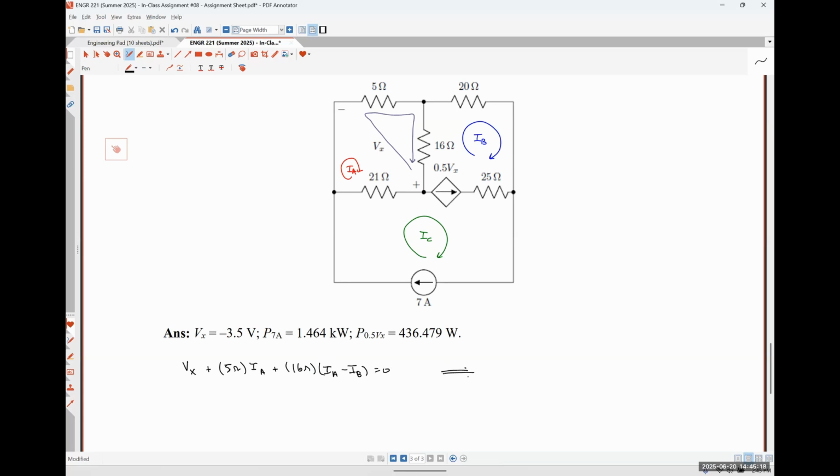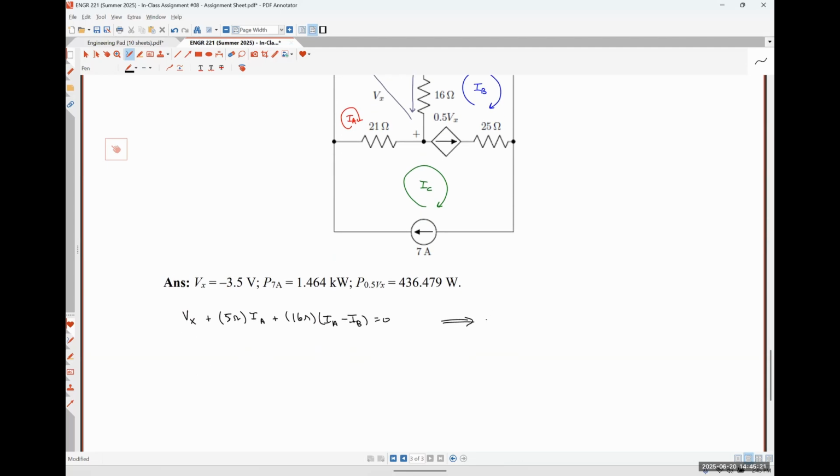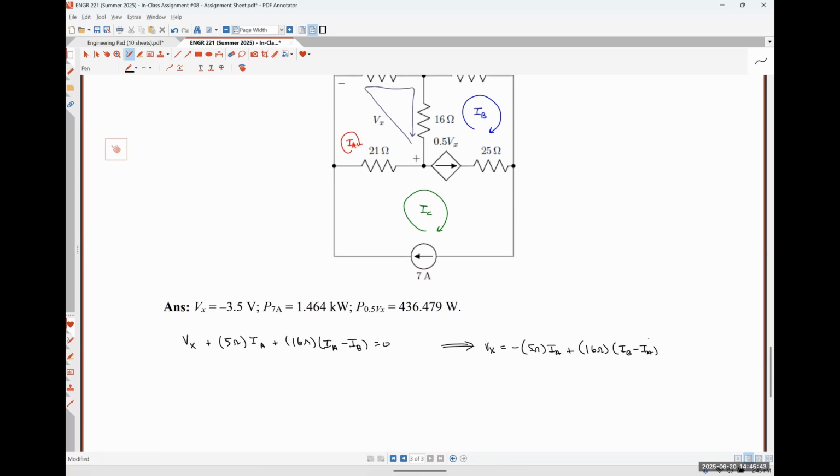So rearranging here, we could say that Vx is equal to negative 5 ohms times IA plus 16 ohms times IB minus IA. Or I could just as easily have made that a negative sign as well and left it as IA minus IB. Either way works, okay? So that's one way that we could solve for Vx. And there's technically nothing wrong with that, but there's an easier way to do it, okay?